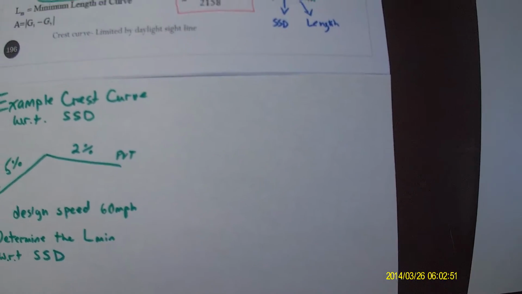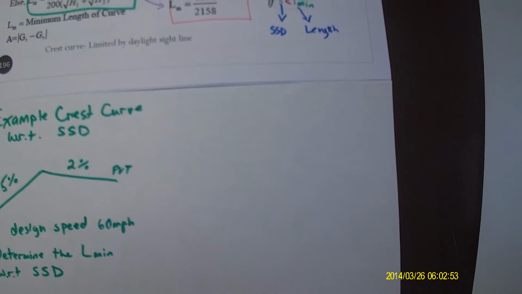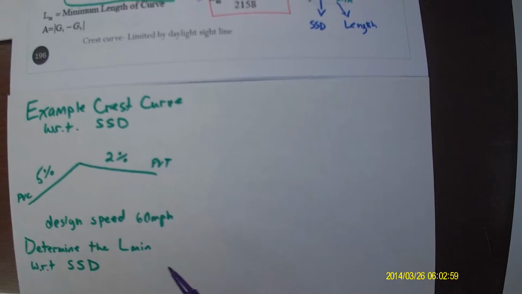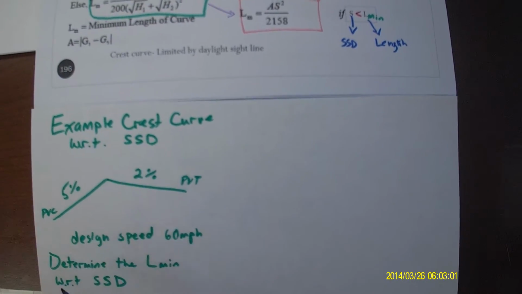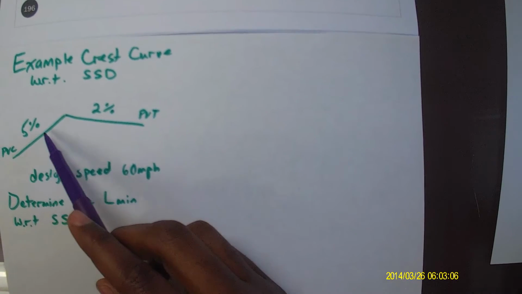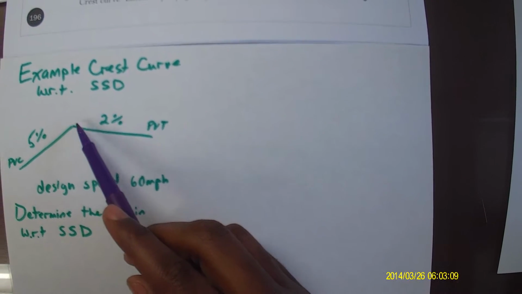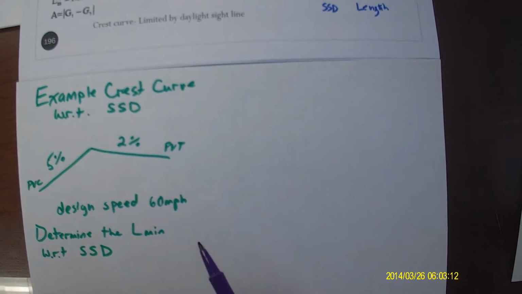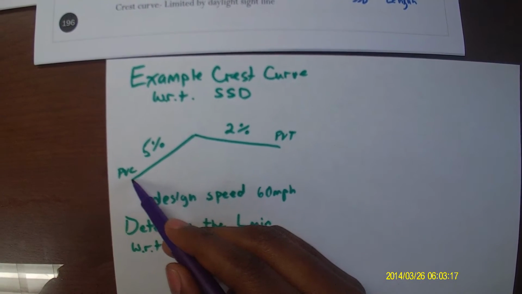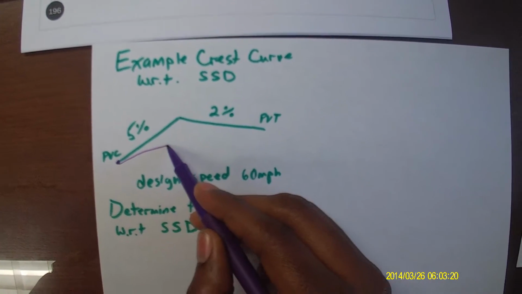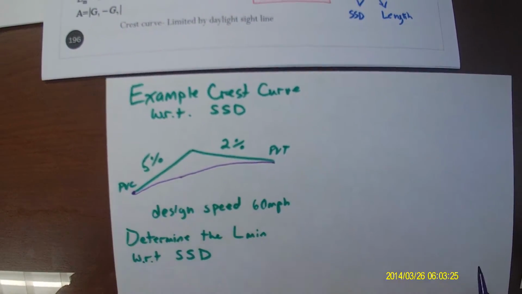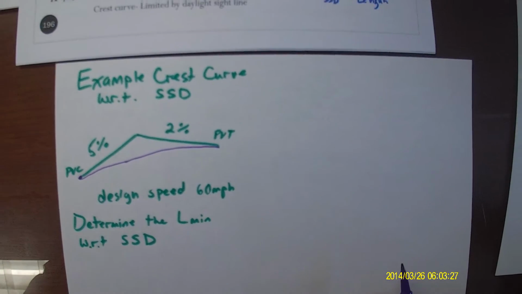We have this example now. In this example we have a few things, all right? The first thing that I've shown you in this example, the crest curve with respect to stopping sight distance, is that you have a road that has a 5% grade increase and then a 2% grade decline. Of course the road is starting at PVC, and it's ending at PVT, the curve of the road.